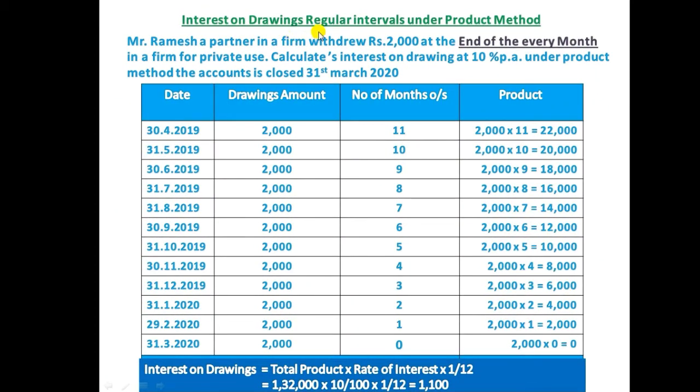Interest on drawings. This is also regular intervals under the product method, but it is at the end of every month. Mr. Ramesh, a partner in a firm, withdrew rupees 2,000 at the end of every month. In the previous question which I explained, it was at the beginning of every month, but in this question it is at the end of every month, in a firm for private use. Calculate interest on drawings at 10% per annum under the product method. The accounts are closed on 31st March 2020.